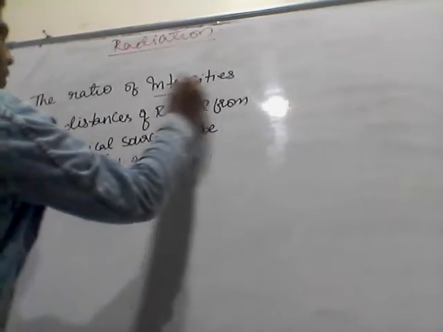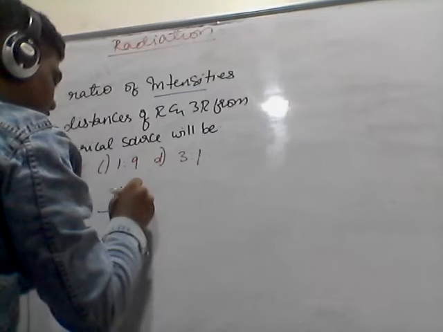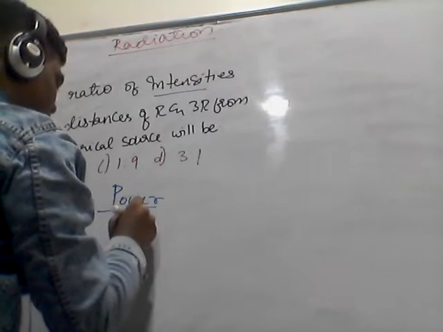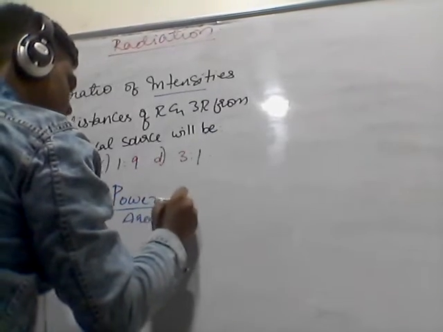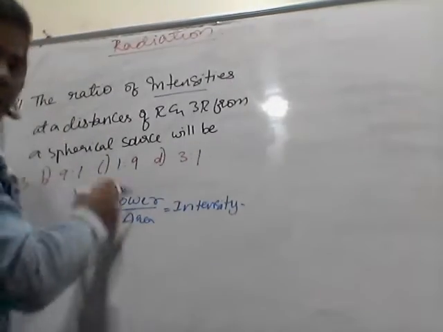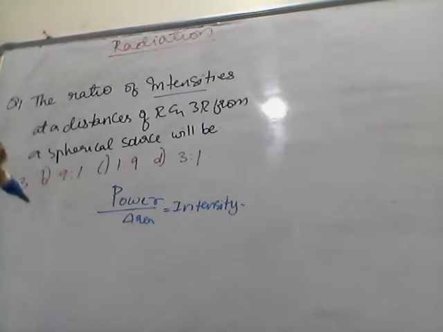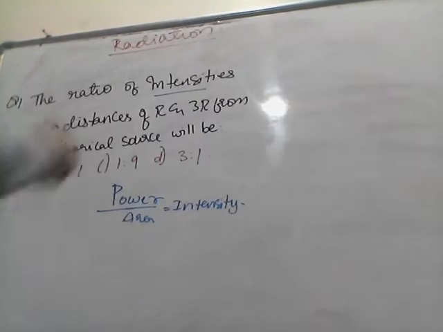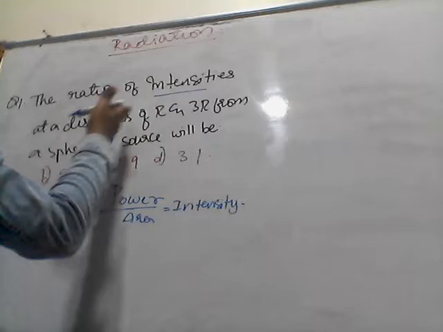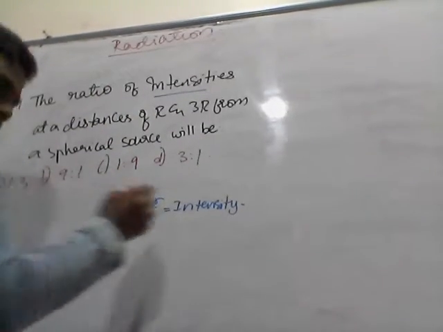First of all, what is the meaning of intensity? When we take power by area, it is equal to intensity. Power by area is equal to intensity. Now the ratio of the intensity at the distances of r and 3r from the spherical source. So we have a formula for this.